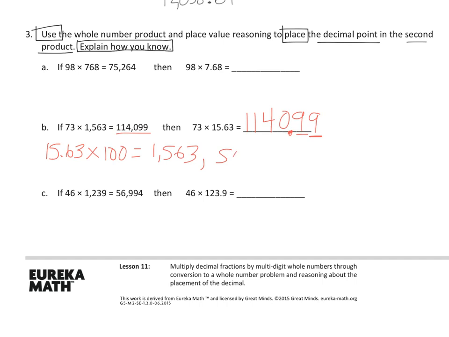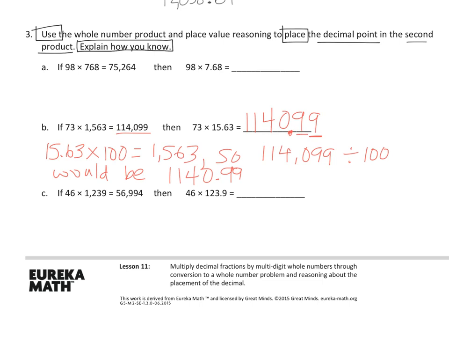And then we're going to say, so 114,099 divided by 100 would be 1,140 decimal point 99 hundredths. So there's a little explanation of what we did up above.